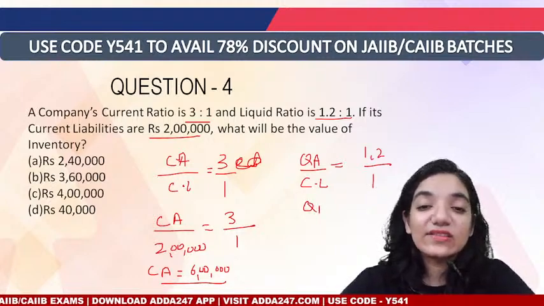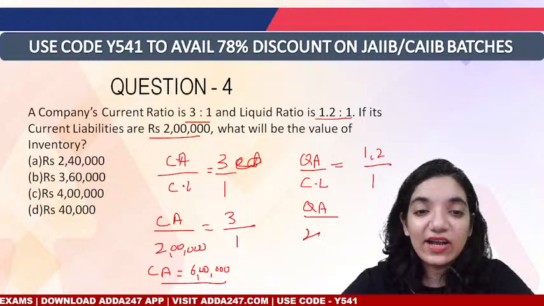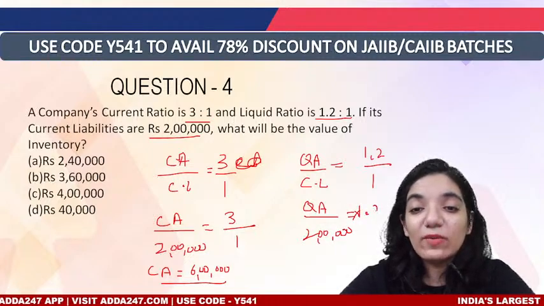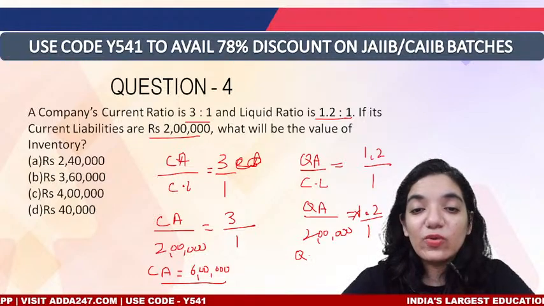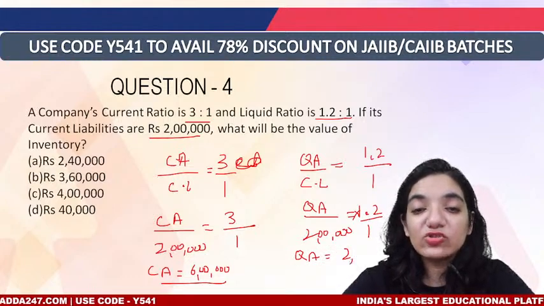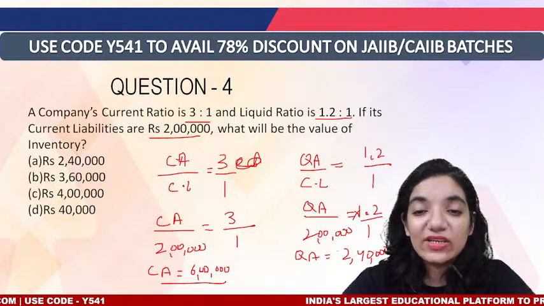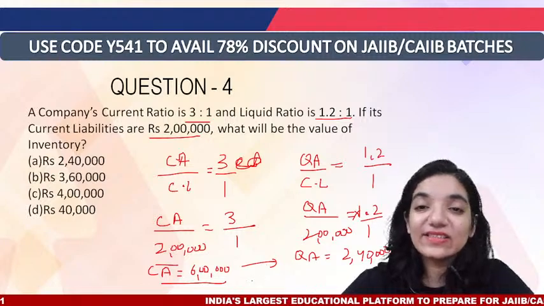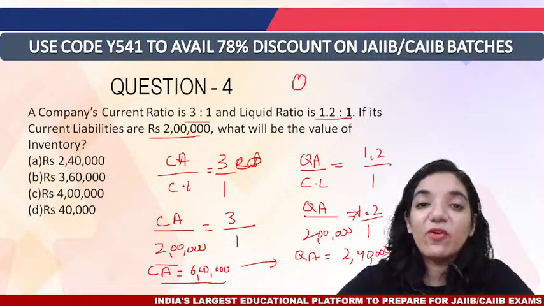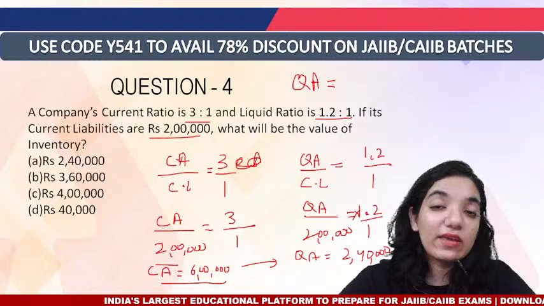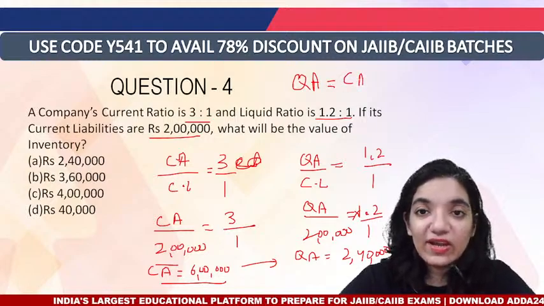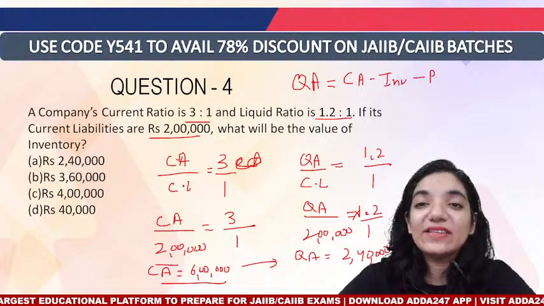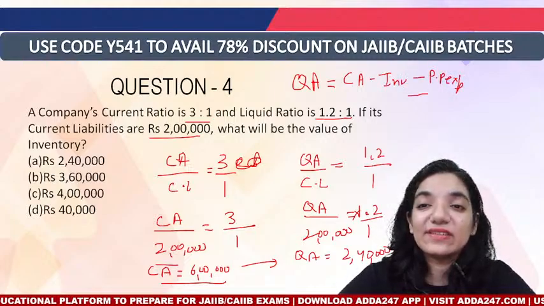The quick assets are still unknown while we still have the current liabilities, which is equal to 1.2 upon 1. So the quick assets would come out to be 2,40,000. So what's the difference between current assets and quick assets? Basically, I'm just writing the formula at the top. Quick assets is equal to current assets minus inventory minus prepaid expenses.